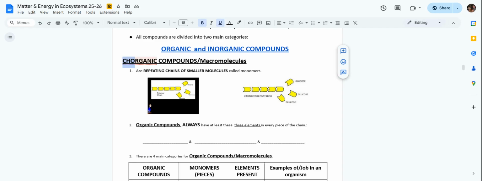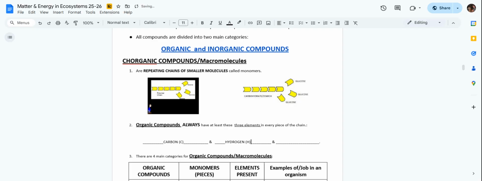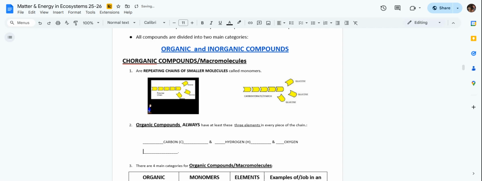Another reason why CHO is helpful is because organic compounds have to have carbon, hydrogen, and oxygen in them. So if we write this here, carbon, which we call C, that's its abbreviation, hydrogen, capital H is how we always delineate these elements, and then our last one will be oxygen, which is O.